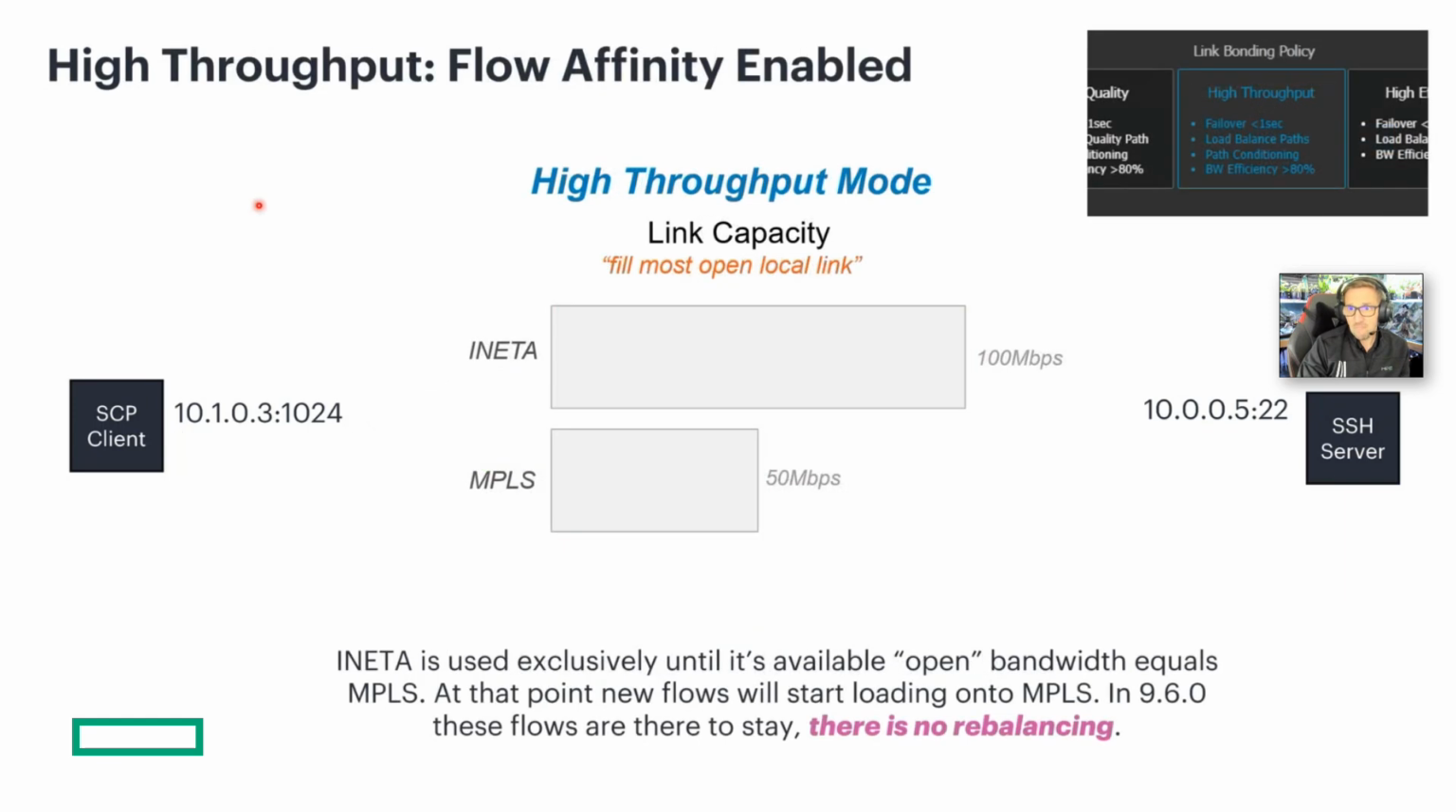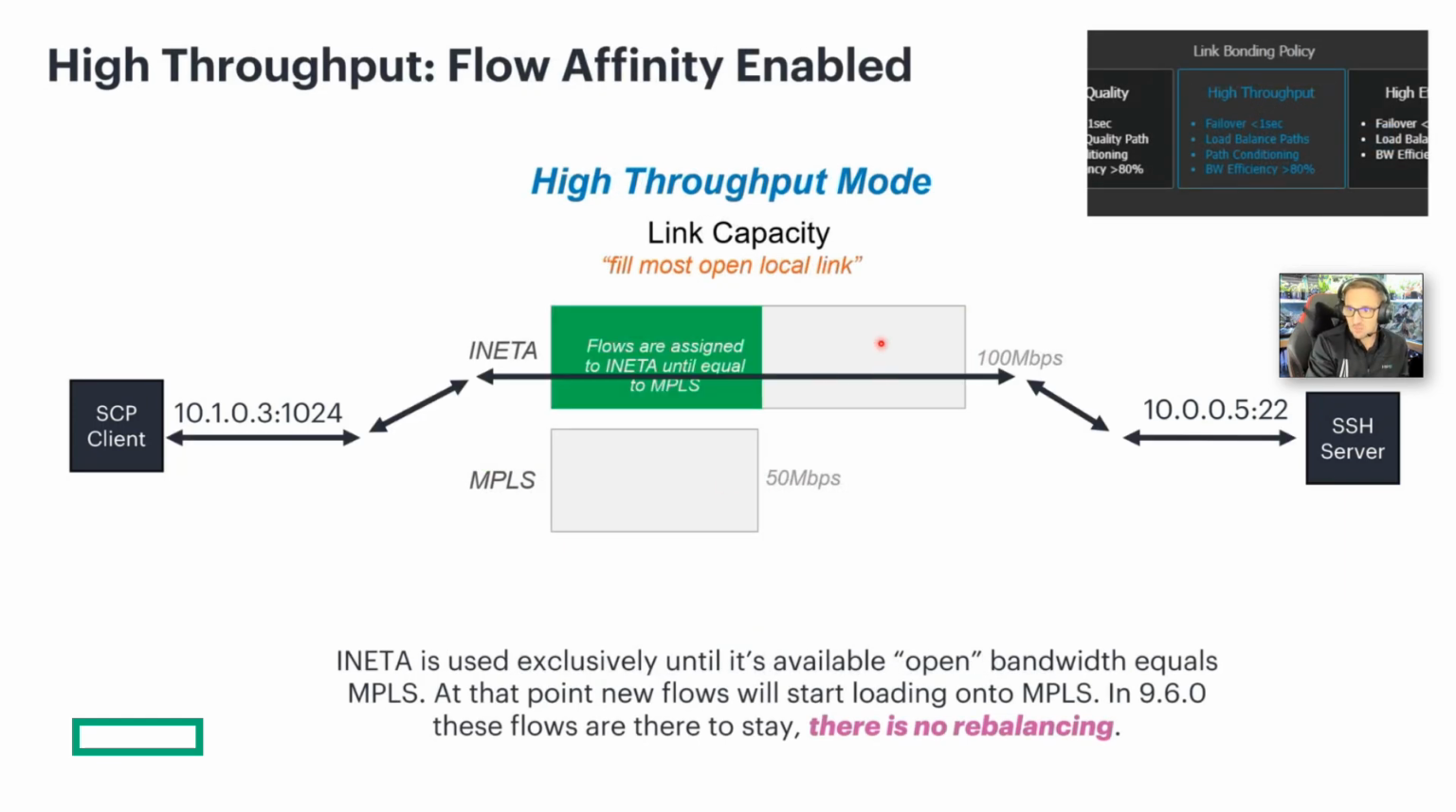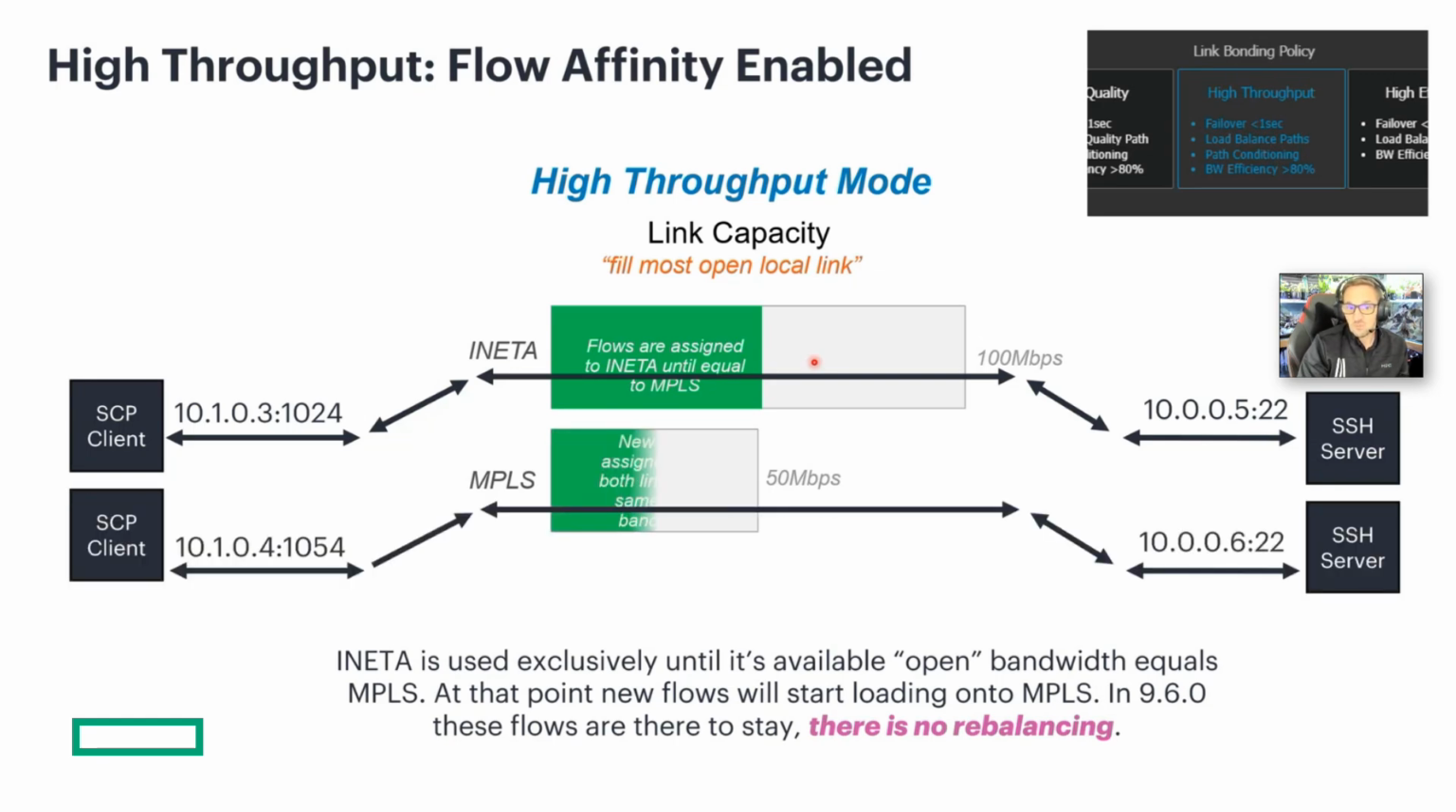Now, high throughput mode wants to try to keep this white area the same. So now that's happened. These two devices have filled INET-A to the point that this is equal to that. What's going to happen next? Well, when a new flow starts, that new flow will start on MPLS because the INET-A one is already full. And of course, this guy can go ahead and fill up that link if it wants to, but it's stuck to that INET-A. So even though we're in high throughput mode and we're doing link load balancing, the flows are going to have an affinity for and be stuck to a particular underlay.